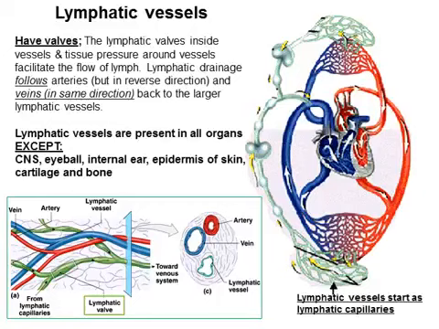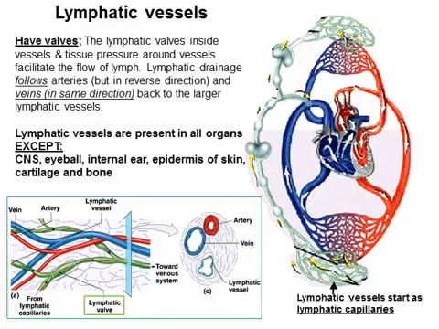And the lymphatic valve inside the lymphatic vessels, in addition to the tissue pressure around the lymphatic vessels, all of that facilitates the flow of the lymph towards the venous system. Please note that this direction of lymphatic flow or lymph flow is towards the venous system.